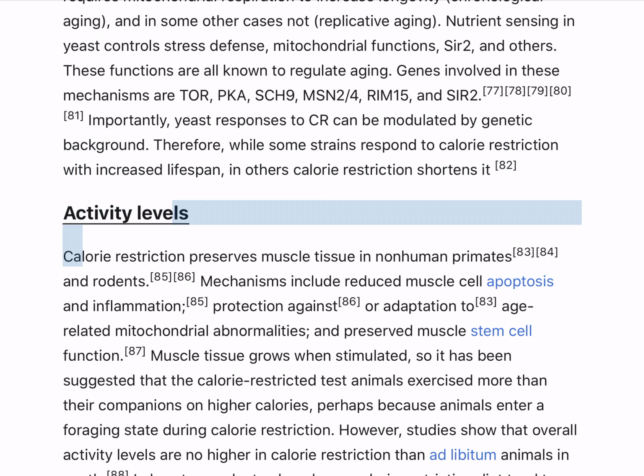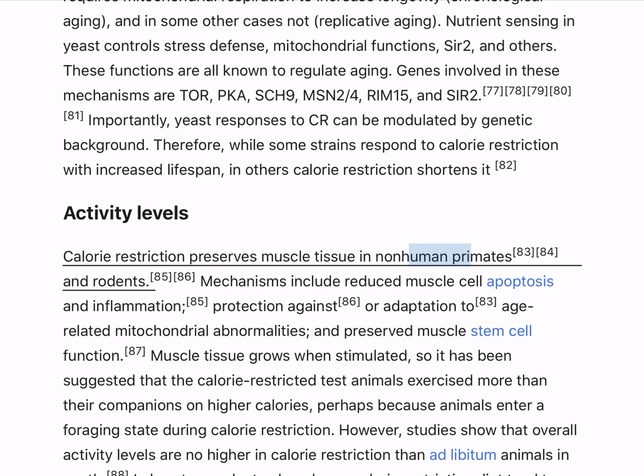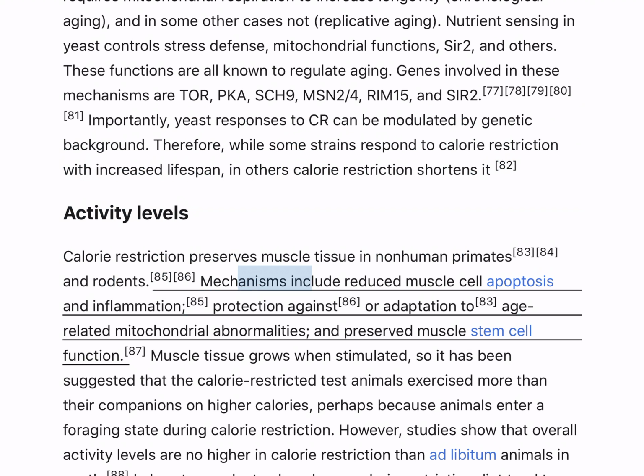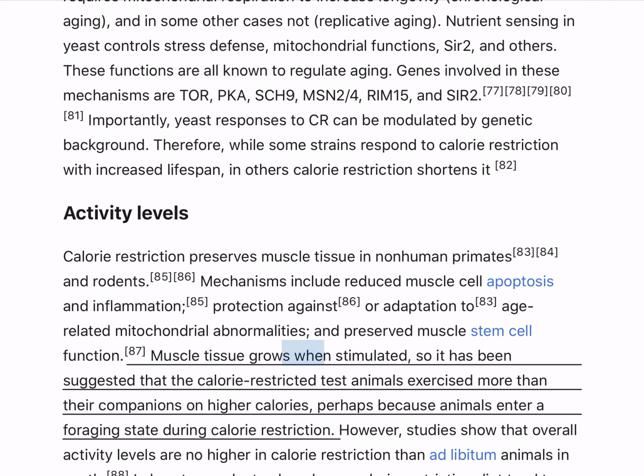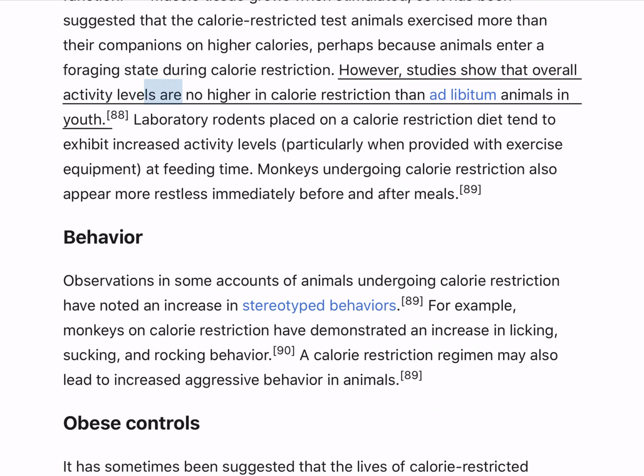Activity levels. Calorie restriction preserves muscle tissue in non-human primates and rodents. Mechanisms include reduced muscle cell apoptosis and inflammation, protection against or adaptation to age-related mitochondrial abnormalities, and preserved muscle stem cell function. Muscle tissue grows when stimulated, so it has been suggested that the calorie-restricted test animals exercised more than their companions on higher calories, perhaps because animals enter a foraging state during calorie restriction. However, studies show that overall activity levels are no higher in calorie restriction than ad libitum animals in youth.